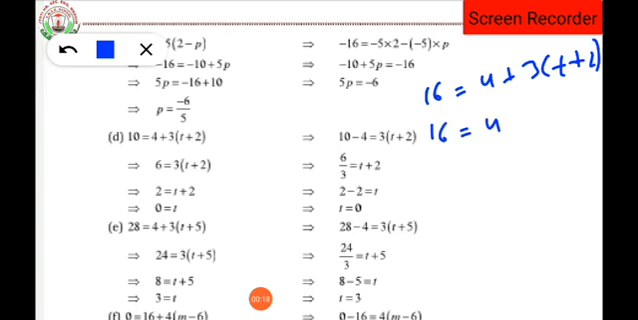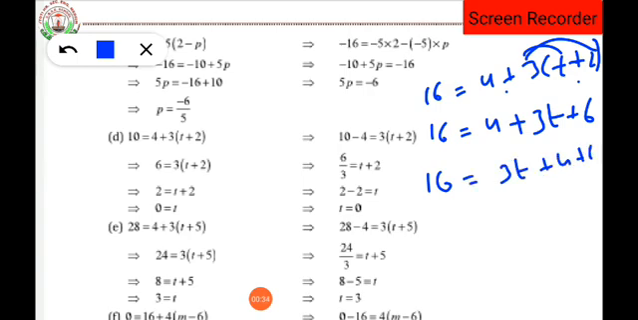16 is equals to 4 plus 3 into t will be 3t, plus and plus will be plus, 3 into 2 will be 6. It will get multiplied. So 16 is equals to 3t plus 4 plus 6. So plus 4 plus 6 will be how much? It will become 10. So 16 is equals to 3t plus 10.